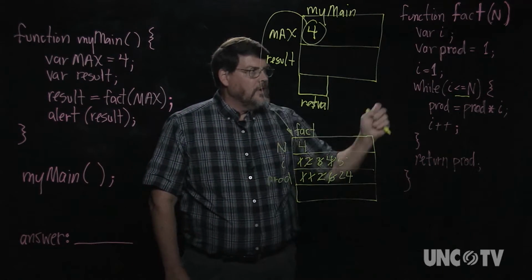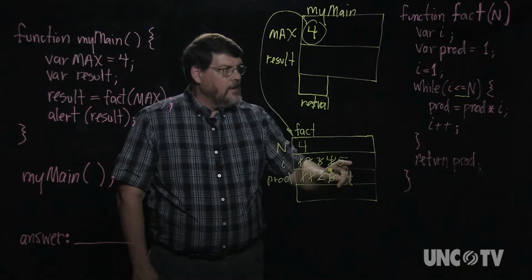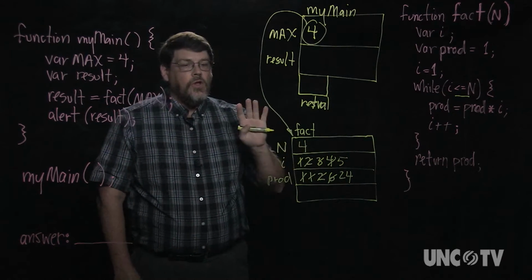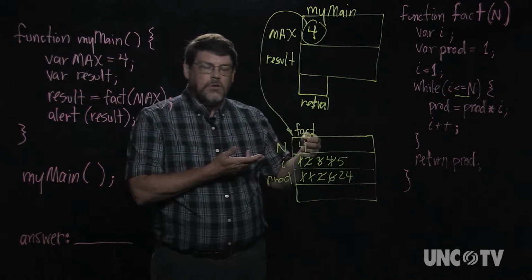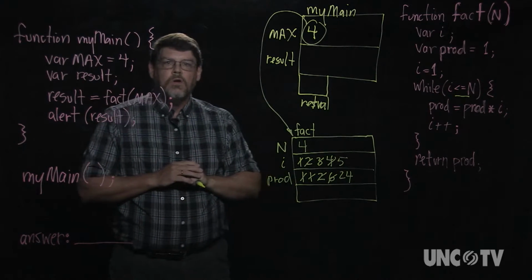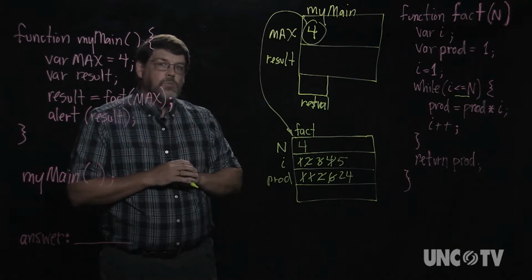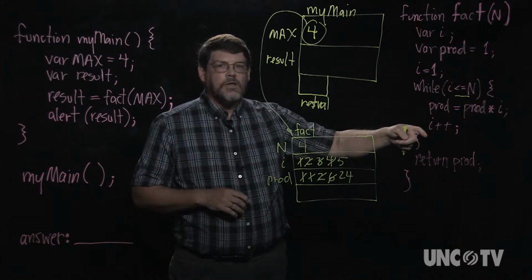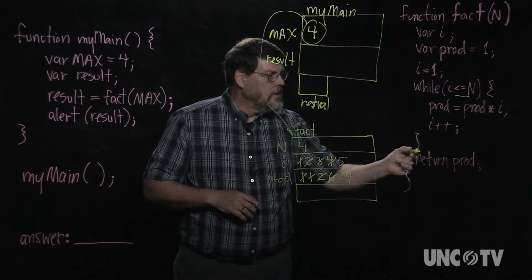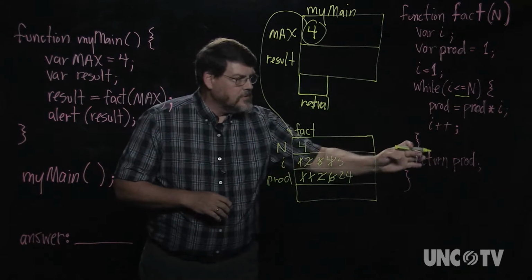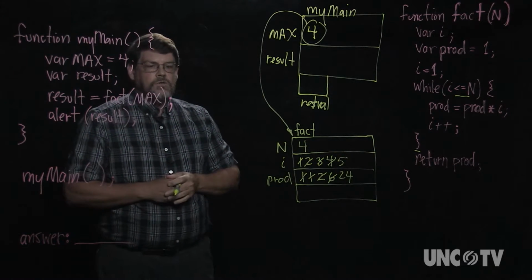Go back and ask the question again. Is I, 5, less than or equal to n, 4? No, it's not. So this is the first time in executing the loop that this question has come up false. And that means the loop is done. We are not going to execute the body again. Instead, we're going to go to the closing brace and begin executing whatever code follows the body of that loop.